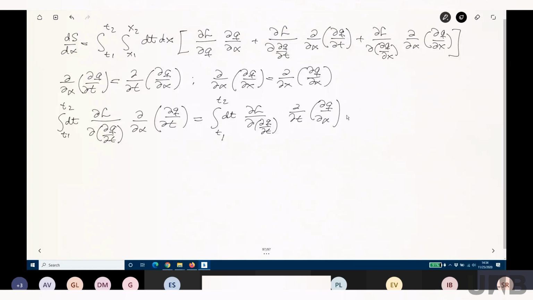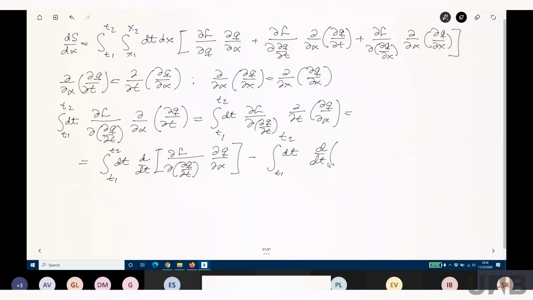Integrating this by parts, this becomes, let me do it on the next line, the integral dt from t1 to t2 of the derivative with respect to t of everything, which is the derivative of L with respect to the derivative of q with respect to t, times the derivative of q with respect to alpha, minus the integral dt from t1 to t2 of the derivative with respect to t of the derivative of L with respect to the derivative of q with respect to t, times the derivative of q with respect to alpha.